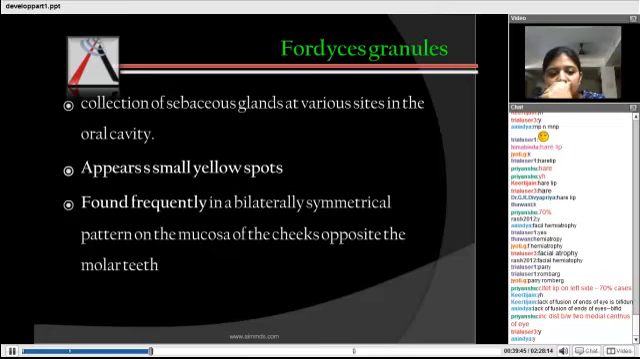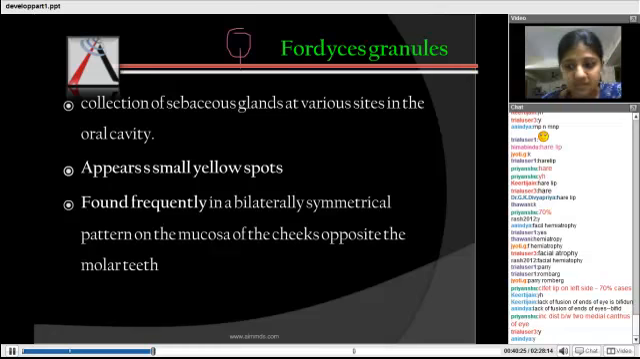Next we'll read Fordyce's granules. This has also been an important MCQ. You'll find a lot of MCQs asking about yellow spots seen on the mucosal aspect of the cheek. You find that question frequently being asked. That's Fordyce's granules. How do they clinically appear? They appear clinically as yellow spots. A frequent site for it is the buccal mucosa, so it's on the cheeks, opposite the molar teeth, so it's more in the molar region. These are important points with which you'll be able to come up with the answer as Fordyce's granules.